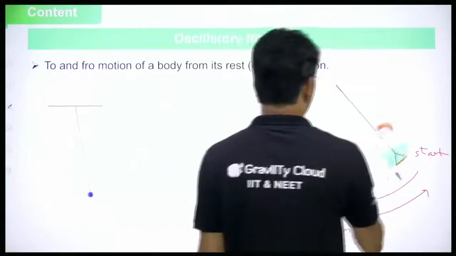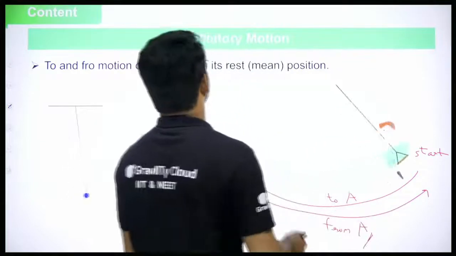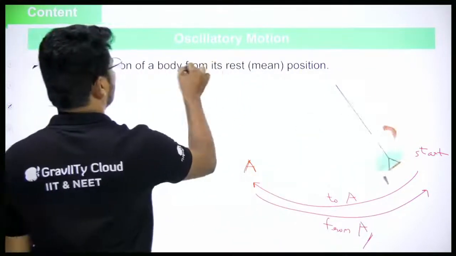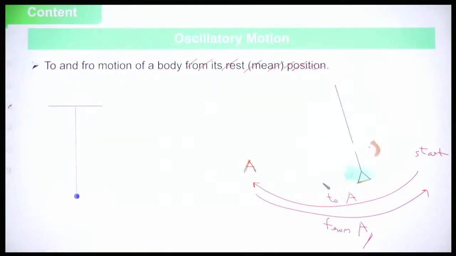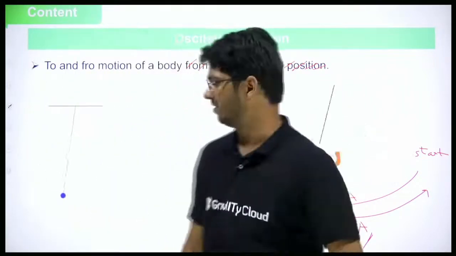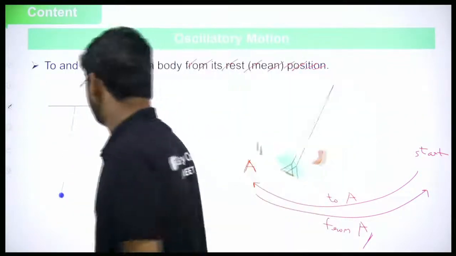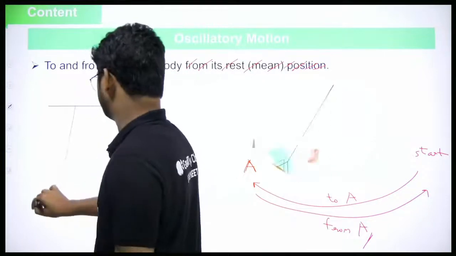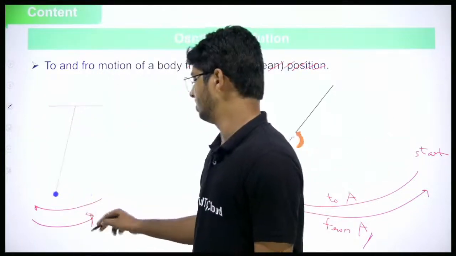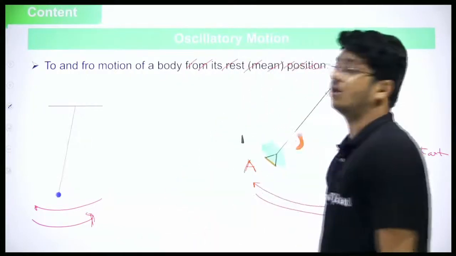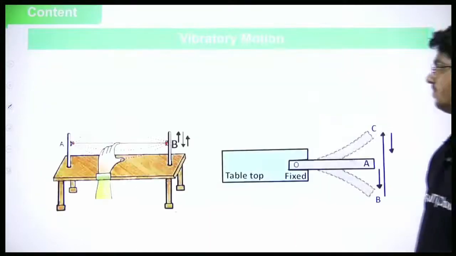The middle position is the mean position. But you can forget about this, from its rest position, not required. To and fro motion of a body, that is oscillation. Simple. And you have a simple pendulum here. A pendulum also does to and fro motion. We learned in the time chapter. To and fro, yes or no? Here it goes to one side and comes back. Like a pendulum, an oscillation. So that is called oscillatory motion.